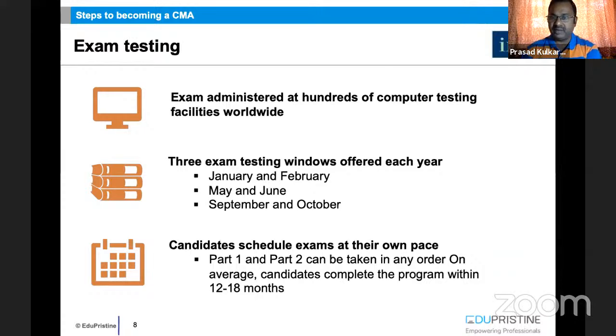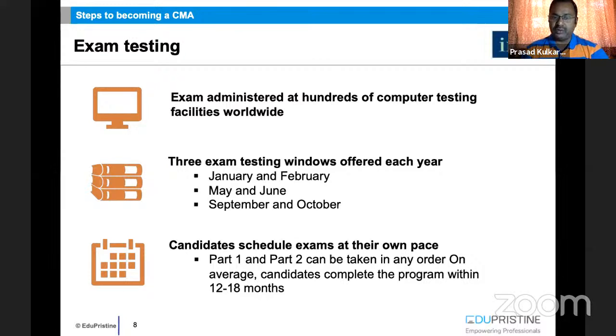There are 3 exam testing windows offered each year. So every year you can appear for the exam only between these 3 windows. So January and February, May and June. March is a blank window where you cannot appear for the exam. There are no exams conducted in the month of March. After May and June, in July and August, exams are not conducted. After September and October, in November and December, exams are not conducted. So Jan, Feb, May, June, and September, October are the 6 months during which you can appear for the exam.